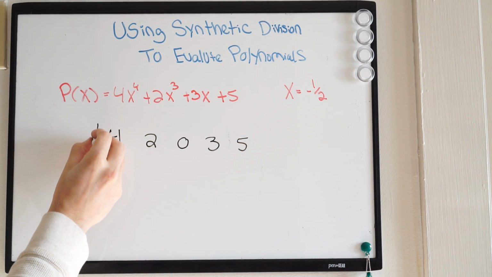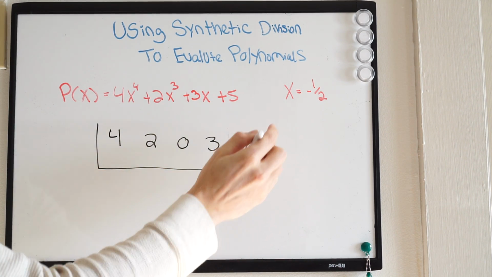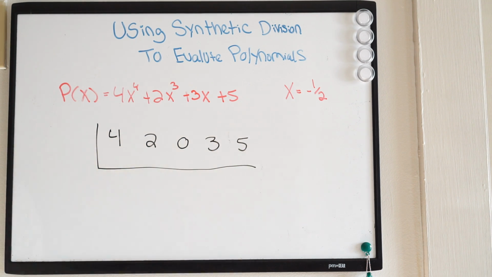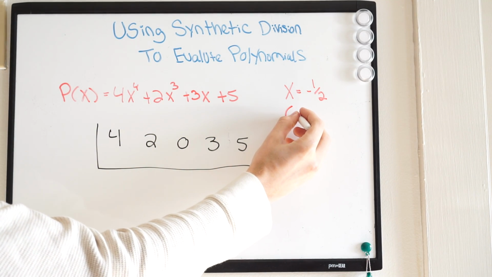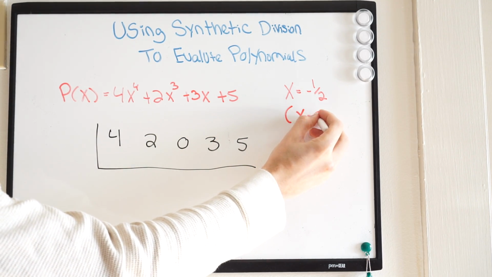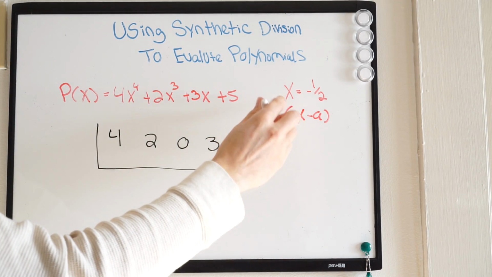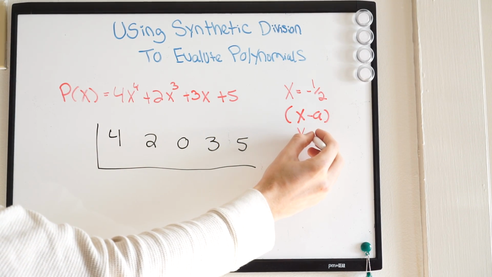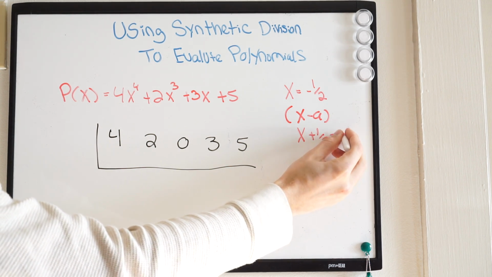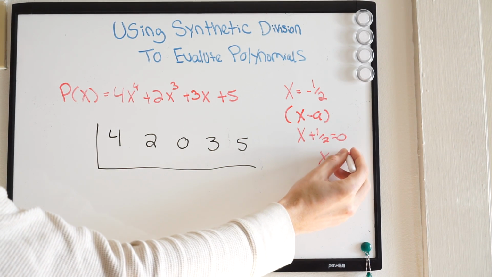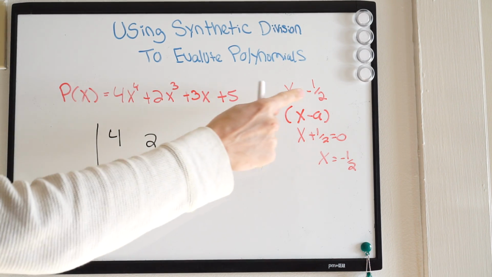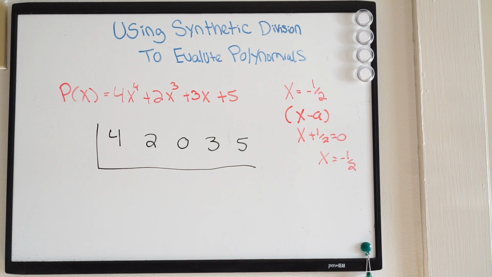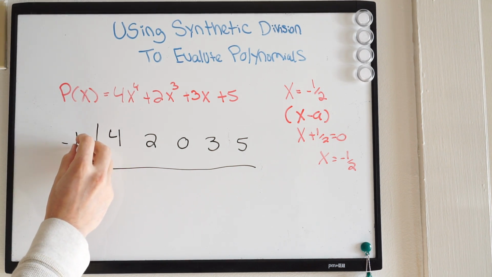Okay, then we set up our division bar for synthetic division, and we have x equals negative a half. Okay, so remember, when you do synthetic division, it has to be in this form, the divisor. Okay, and we can see that if this was x plus 1/2, this is all equal to 0. Now we just have x equal to negative 1/2, which we have right here. So this is already in the form we need. We're going to take this guy, and we're putting him right here. So we have negative a half.